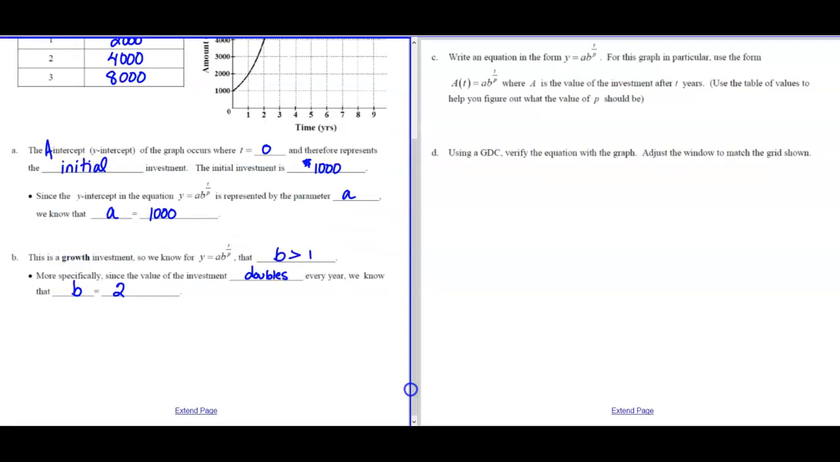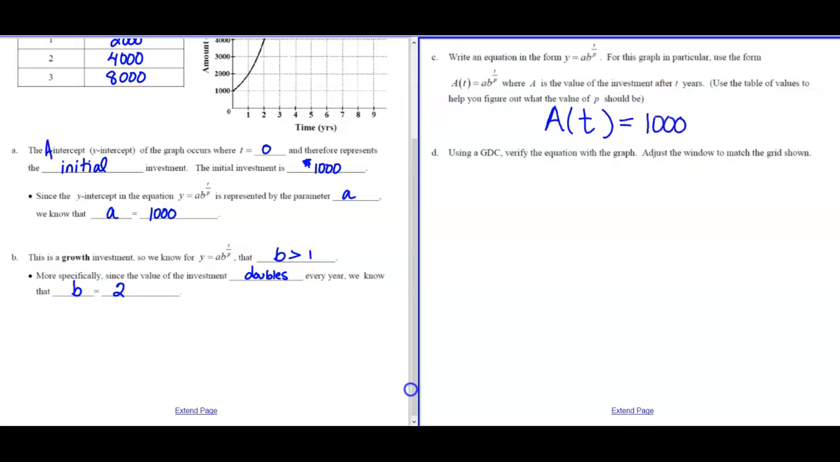So next part says write an equation in that form y equals a times b to the t over p for this graph. Use the form given. So we're using function notation. So if it says to show it in that form, then show function notation. Don't leave the bracket t out. Okay. You don't have to have function notation, but if it tells you what form, then make sure to use it. Okay, so then our initial amount, remember, is 1,000.